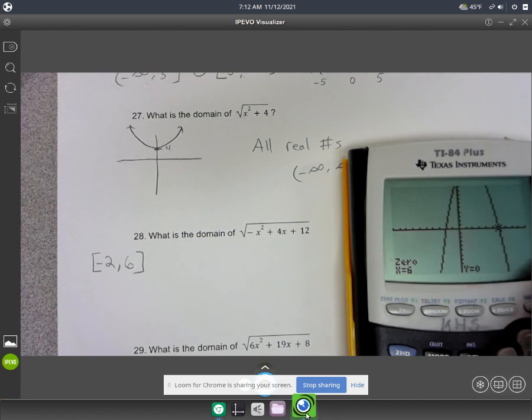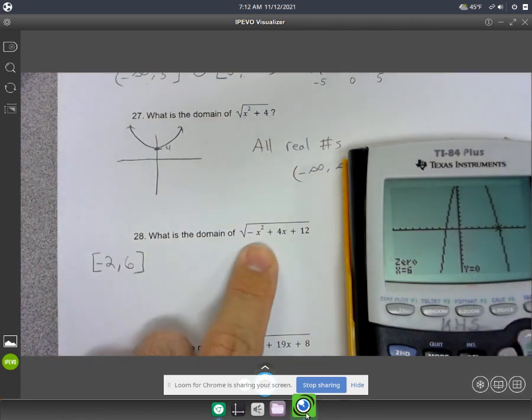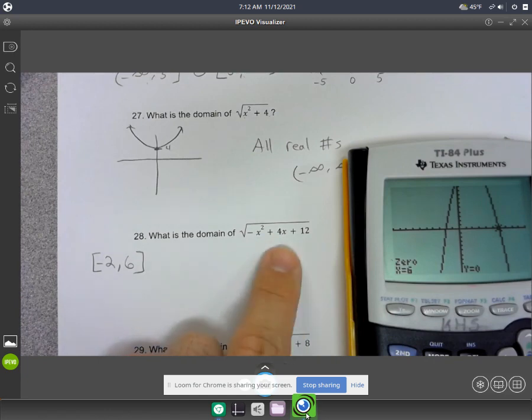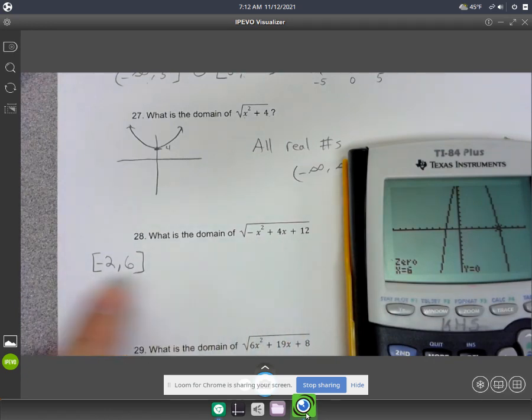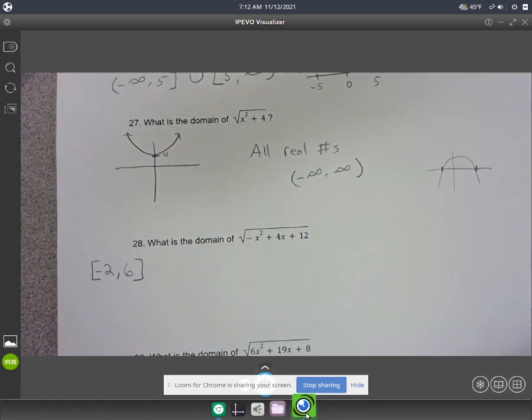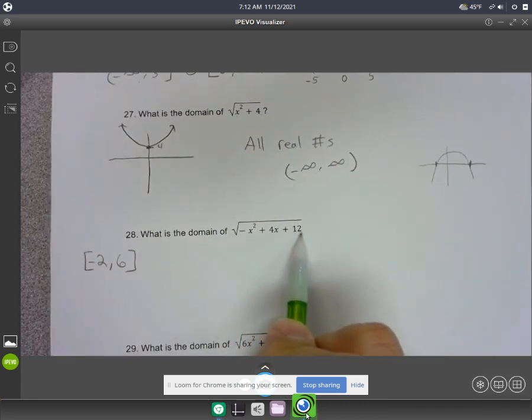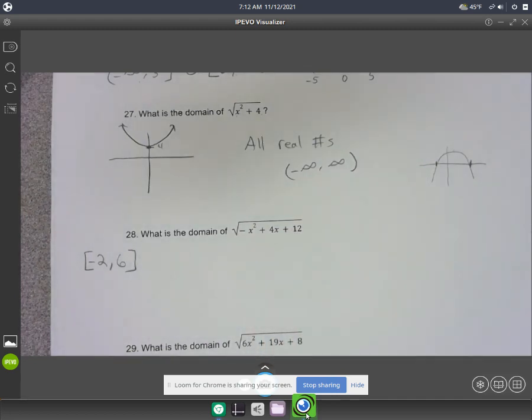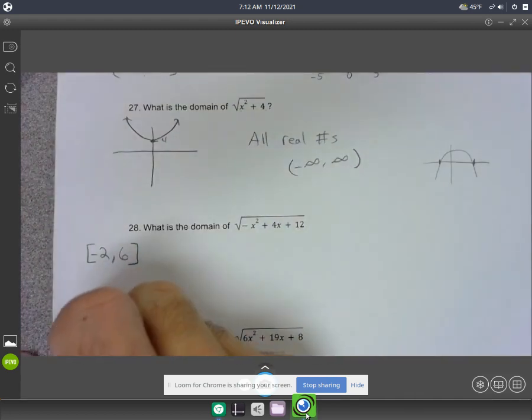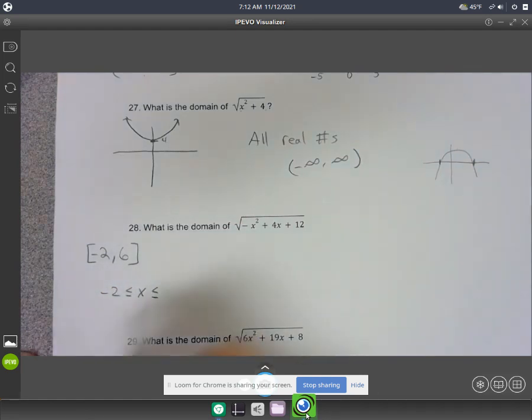Because if you pick a number like 7 and you plug that in for x, it's going to give you a negative value there. If you pick a number like -3, same thing's going to happen. It's going to be negative, and you cannot do the square root of a negative. For instance, if you pick a number between -2 and 6, like 0, you see that it's going to give you a 12, and you can take the square root of 12. So -2 is less than or equal to x is less than or equal to 6. That would be your domain.